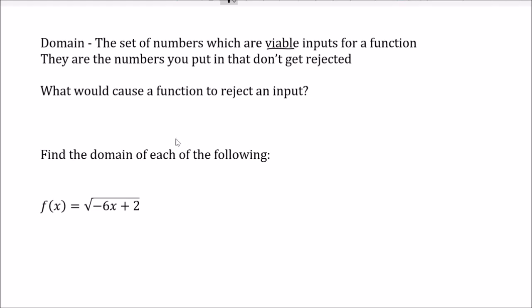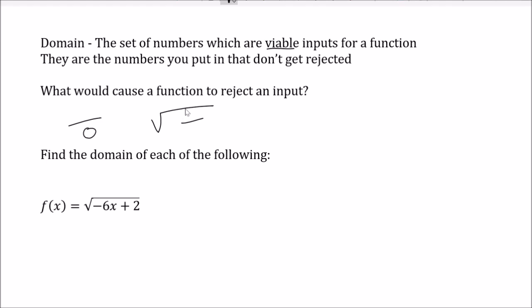One way to think about this is, if you're typing numbers or doing functions in your calculator, what types of things return a message that says there's an error in syntax or a math error or something like that? There's only two that I can think of. One is anytime you're dividing by 0, it's going to reject that. You can't divide by 0. The other one is anytime you take the square root of a negative number.